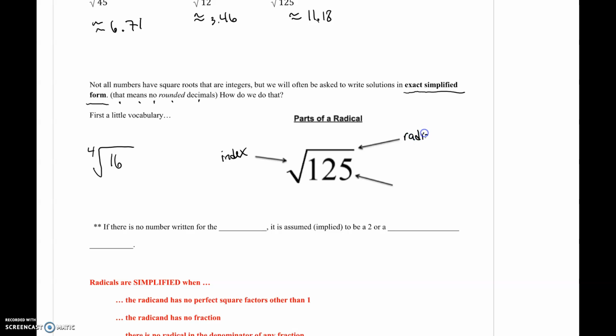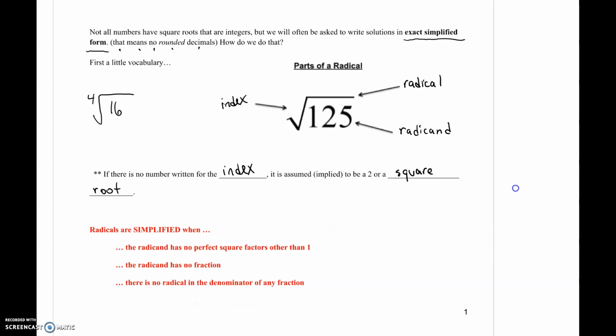This part, the top arrow on the right, is called the radical, and the number under the radical is called the radicand. R-A-D-I-C-A-N-D. If there is no number written for the index, like we see in our typed example, it is implied to be 2. Even though we don't see it, that means it's a 2. And our specific name for an index of 2 when we're taking a radical is a square root. We are familiar with that.